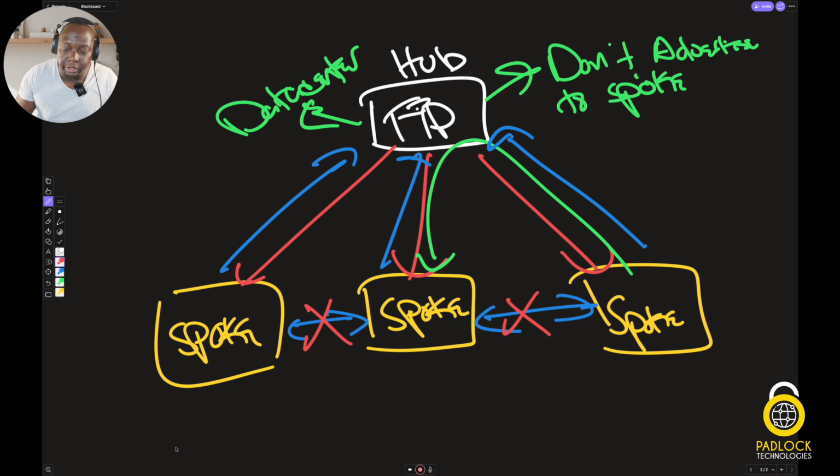Now, to do this in the crypto map style, you would basically not have this function. Everything would be a point-to-point. So this would be one point-to-point VPN, this would be another point-to-point VPN, and this would be another point-to-point VPN.